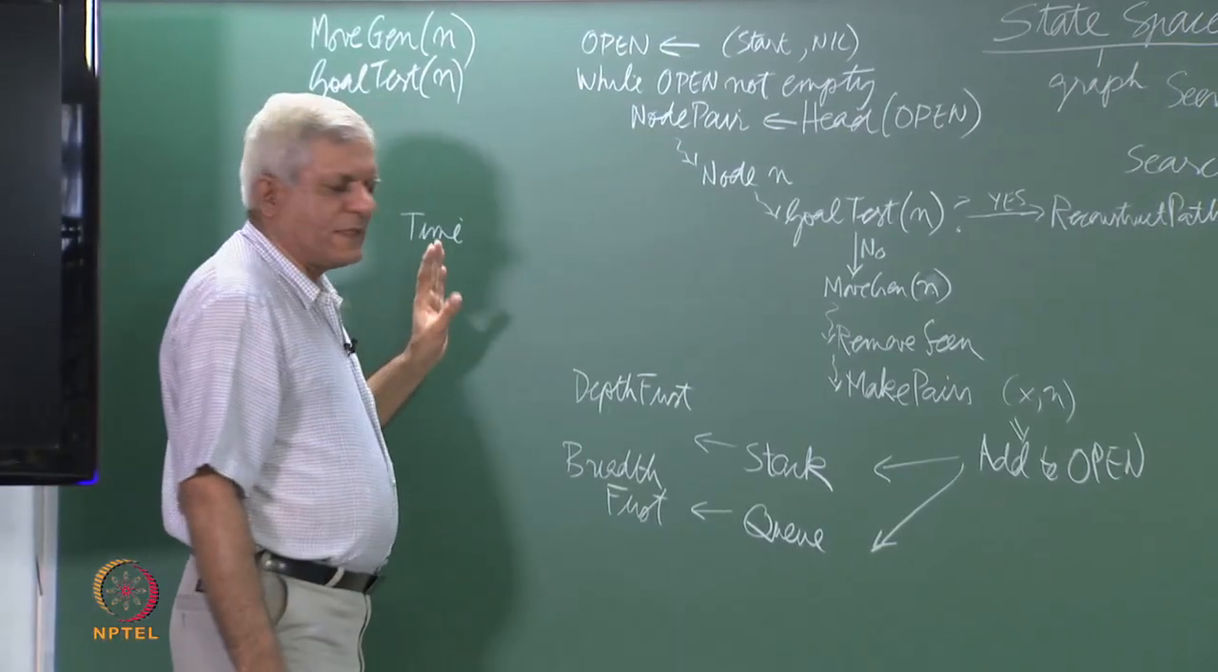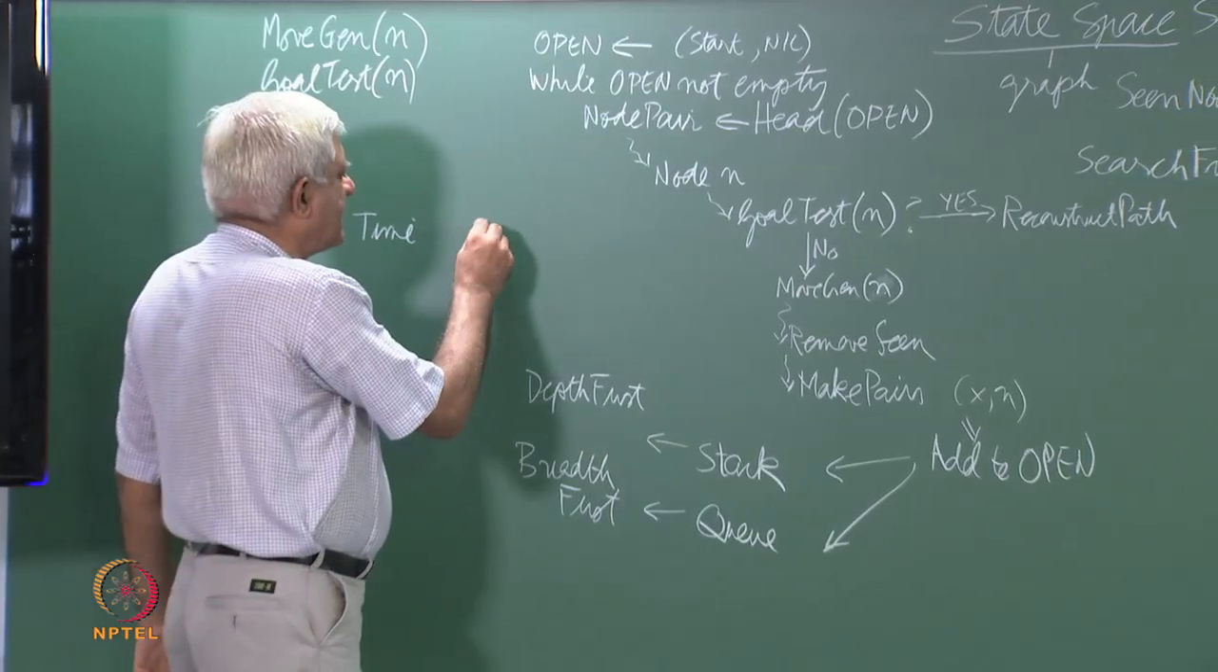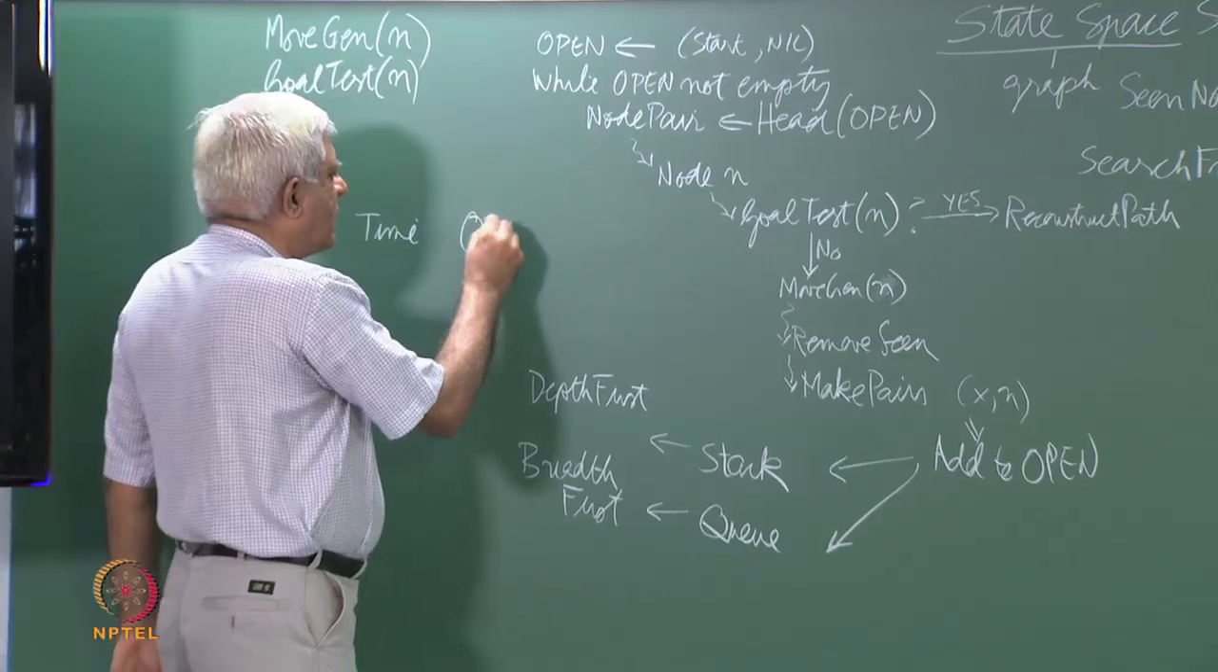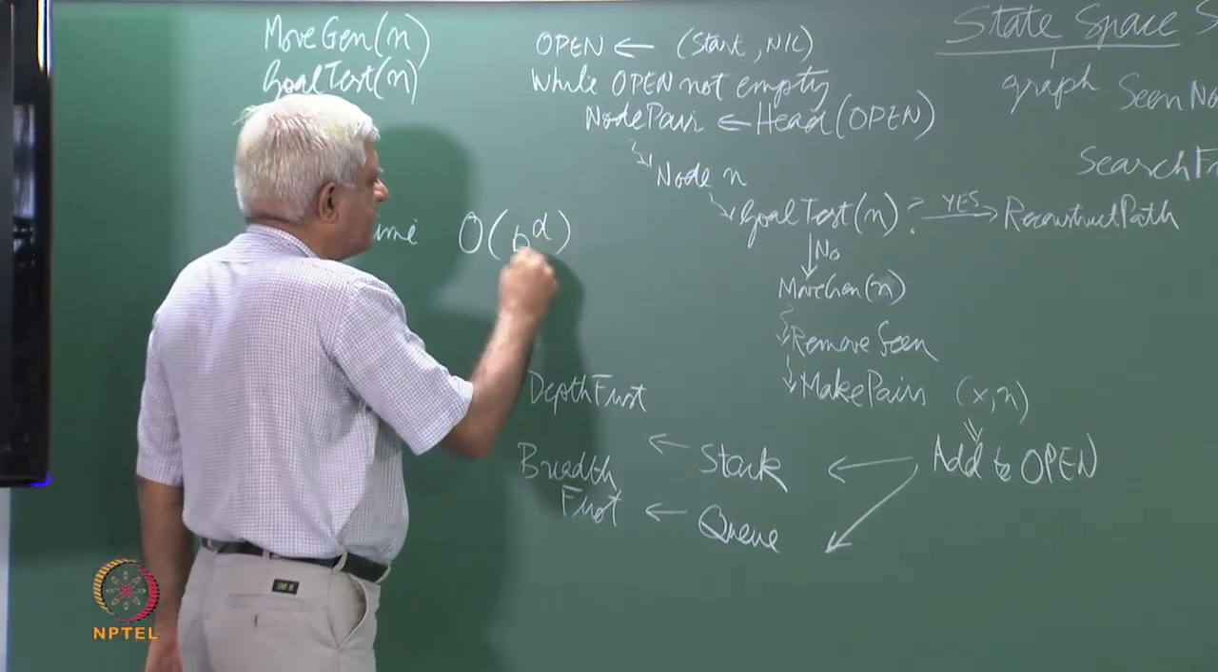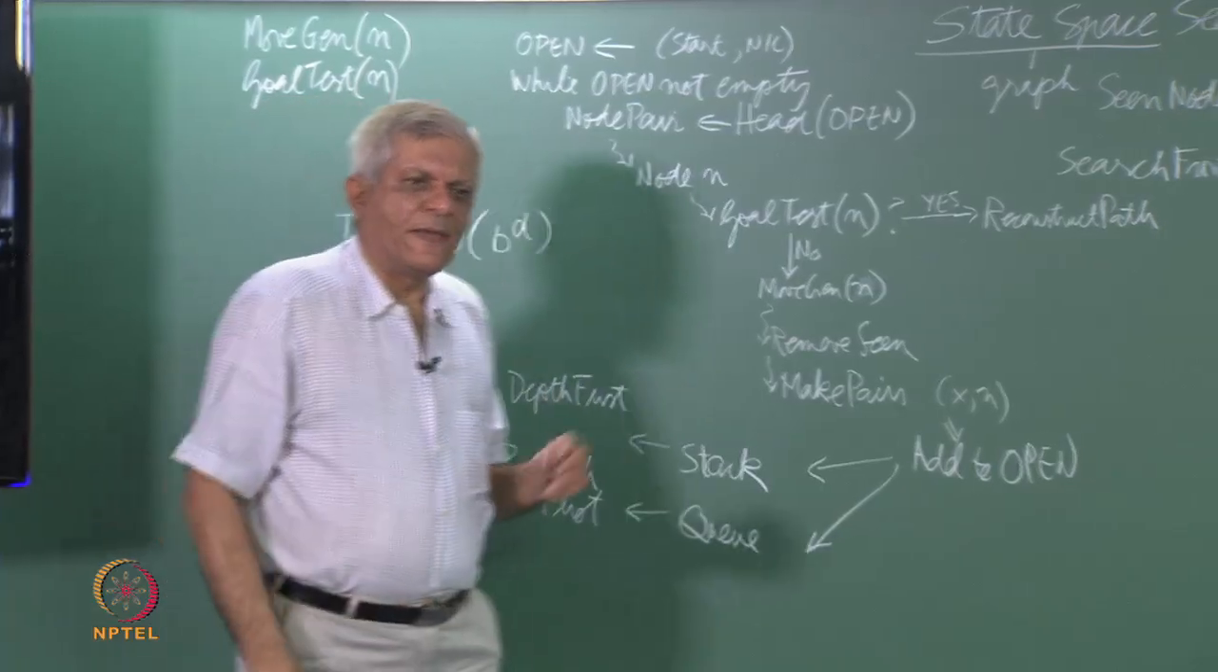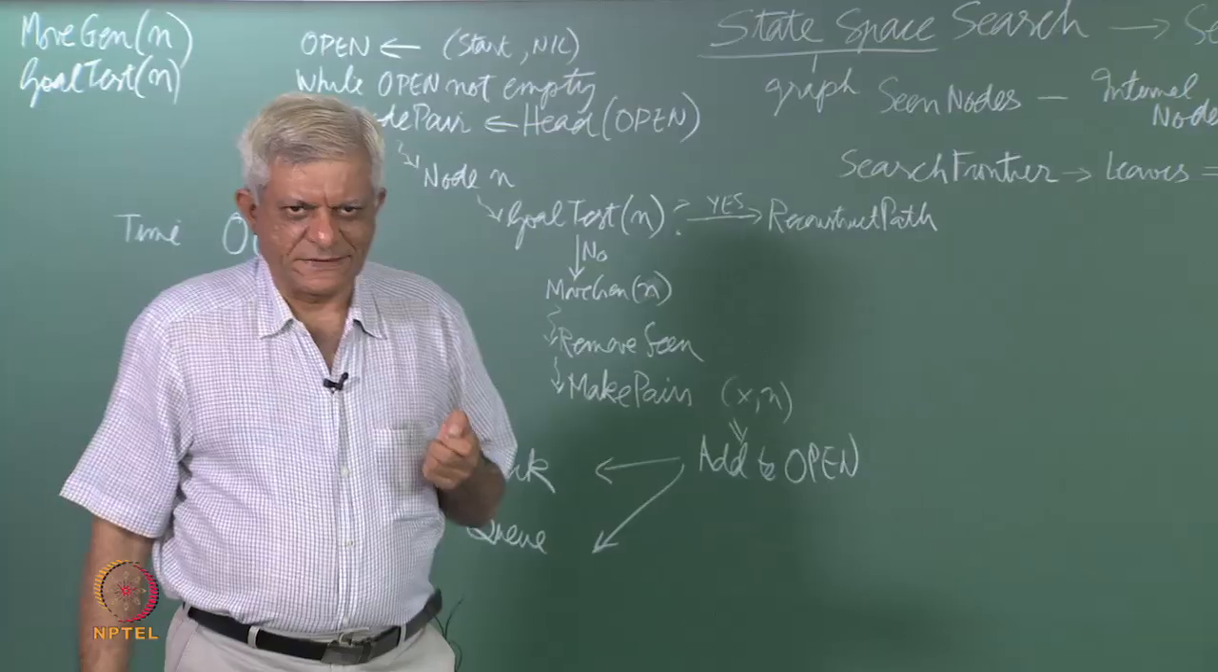On the average case and the worst case, this time complexity for both is of the order of b raised to d, where b is the branching factor and d is the depth at which the goal occurs essentially.